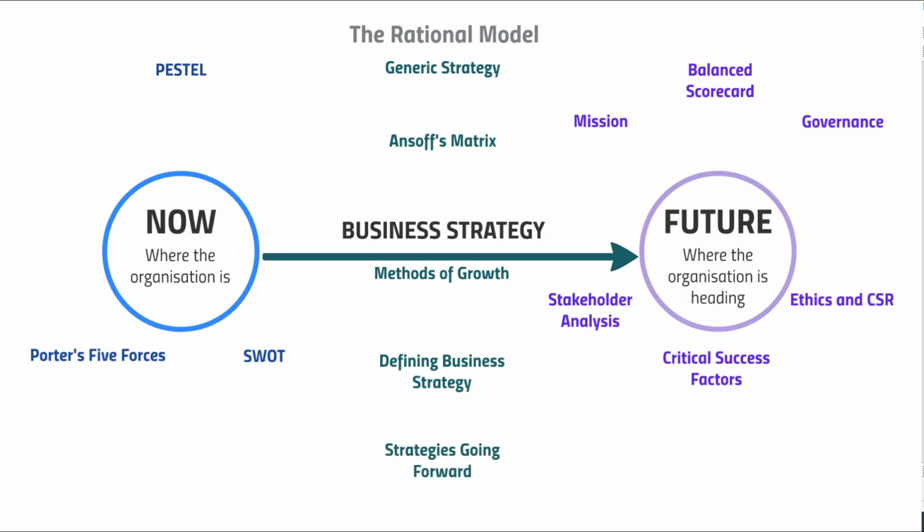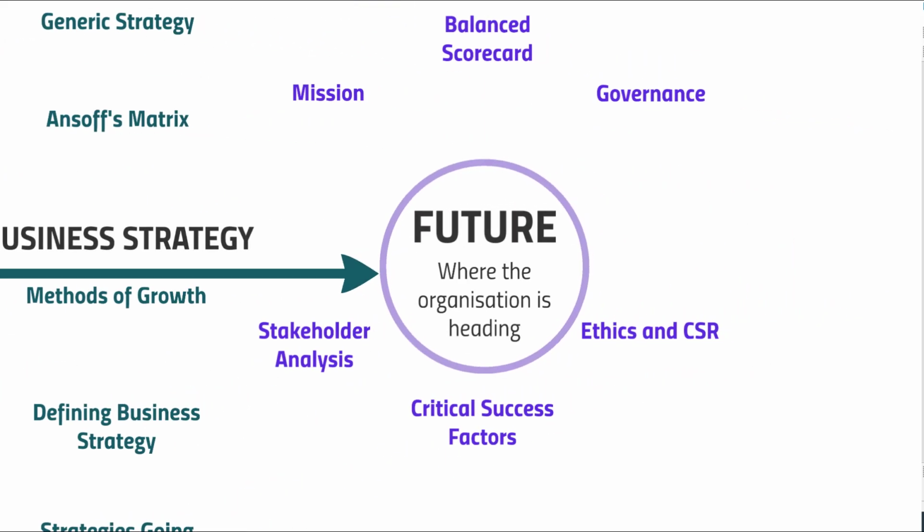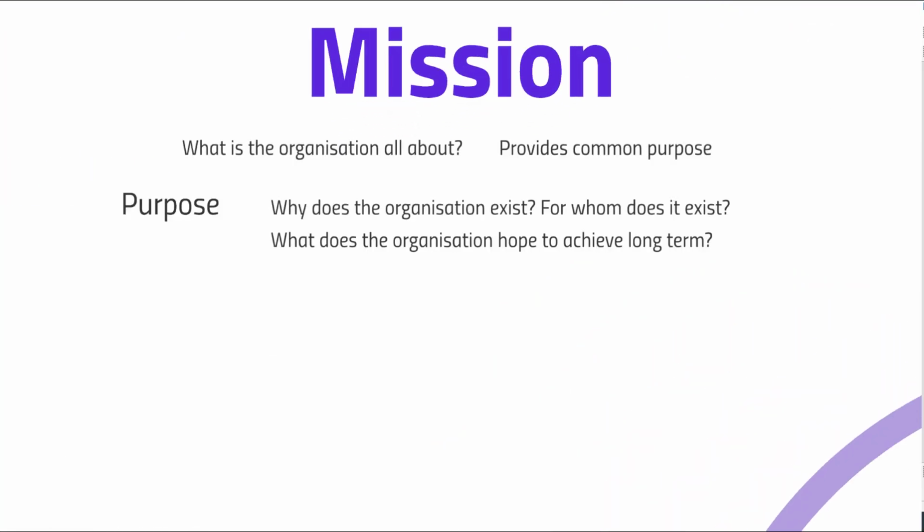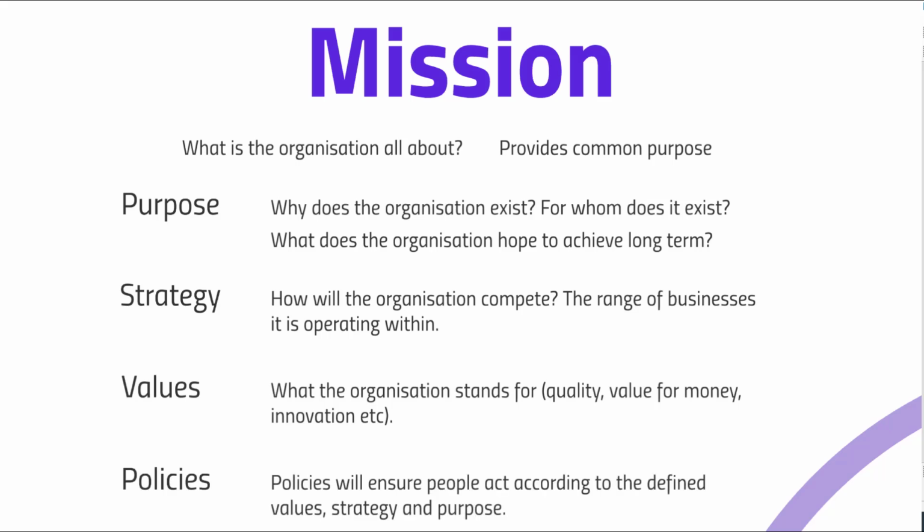Let's kick off with the mission. And I've divided this mission box into 4 sections. So obviously, with the mission, we want to think about what the organization is all about, because then that gives a common purpose for every function of the organization to work towards. And in this section, we've got our 4 little sections: purpose, strategy, values, and policies.